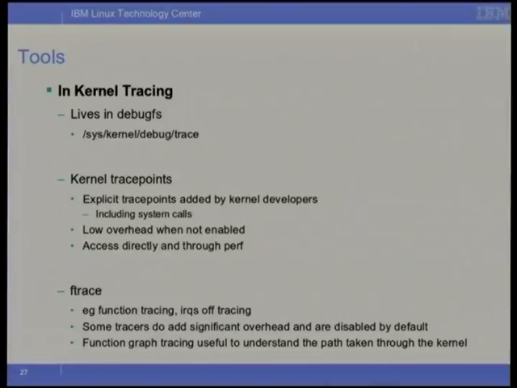So for someone who doesn't really understand how the kernel works maybe, or doesn't understand where the performance problem is, you can turn that on, basically look through the trace, and it'll tell you which functions you're bouncing through, gives you a good idea of how the kernel is operating, what it's doing.